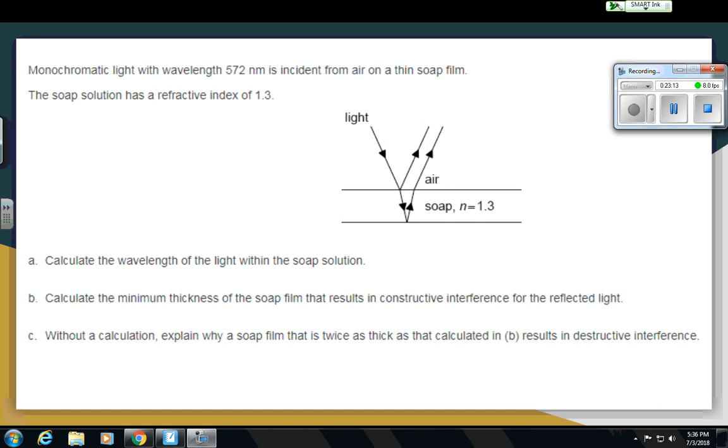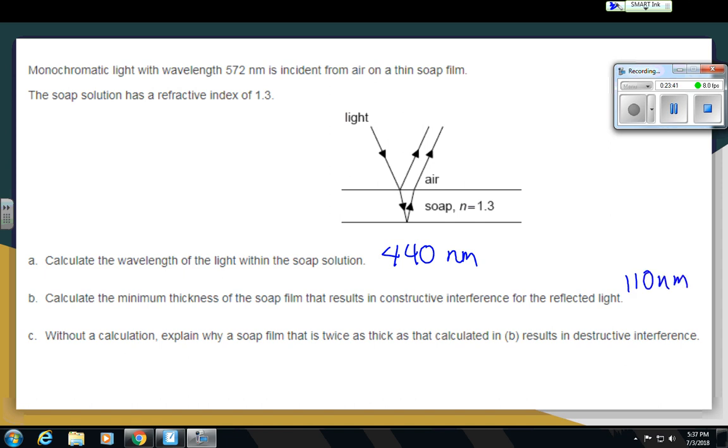Okay, I'm going to go ahead and give you the answers here. I'm not going to walk through how you solve them. You should be able to do them with the equations we just had, and ask questions if you can't figure it out. But the answer for A is going to be 440 nanometers, 440 times 10 to the negative 9th meters. For B, you're going to get 110 nanometers.